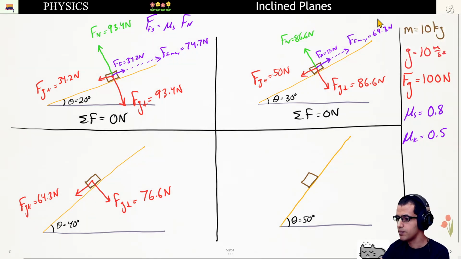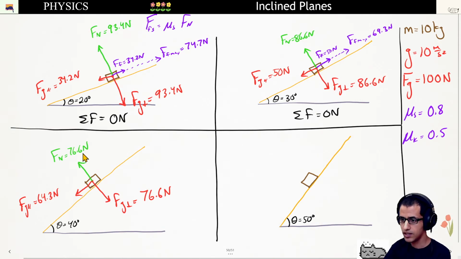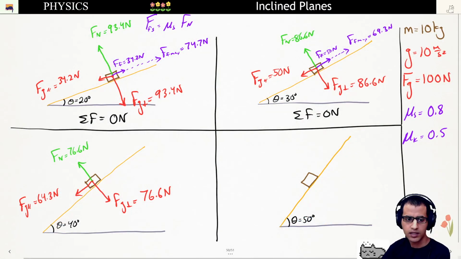Because I have my perpendicular component of gravity, I know the normal force is going to be equal. And using this and my coefficient of static friction, I can find out what the maximum force of static friction is. That'll be 76.6 times 0.8, and that is 61.28. So that's less than the force of gravity parallel, so the block will begin to slide here.